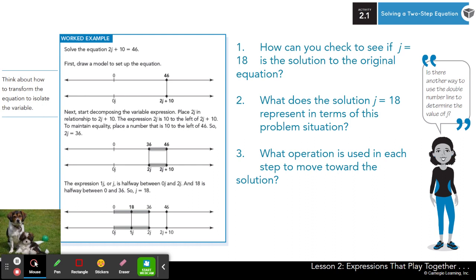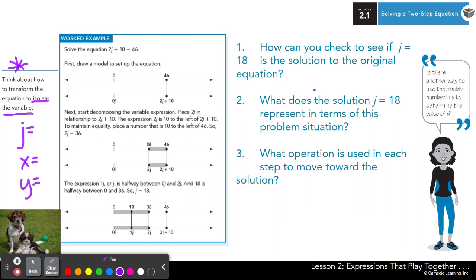And when we say the solution, I want you to take note of this little note off to the side. It says, think about how to transform the equation to isolate the variable. When we say isolate, that means to get it all by itself. So if we got a j in there, we're looking to see what j is equal to. A lot of times you'll see x is equal to or y is equal to. That's simply what that means.